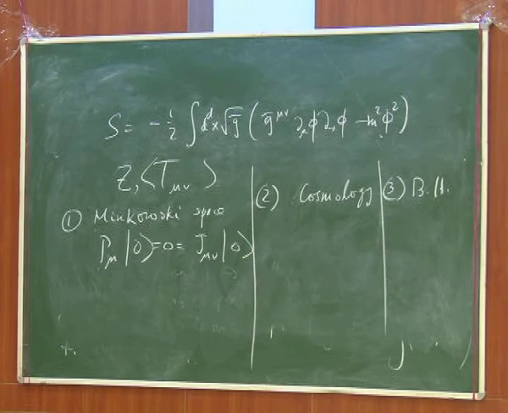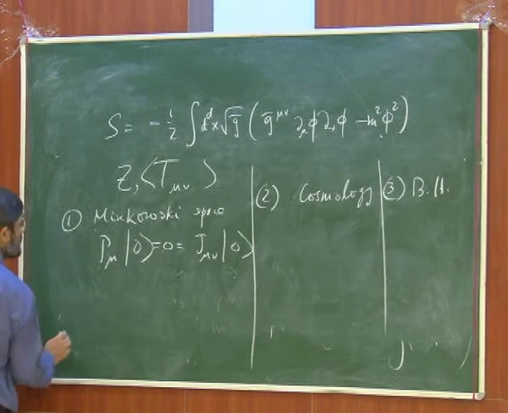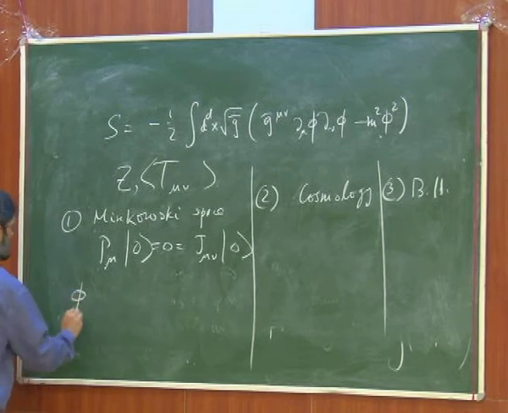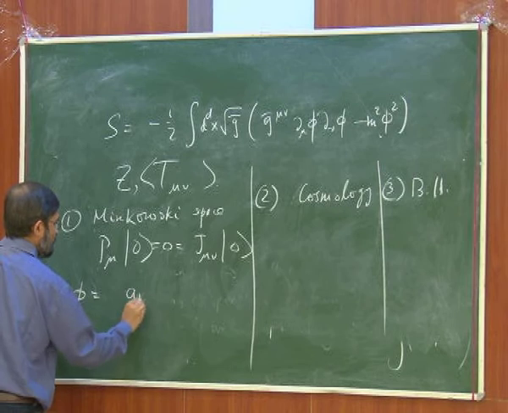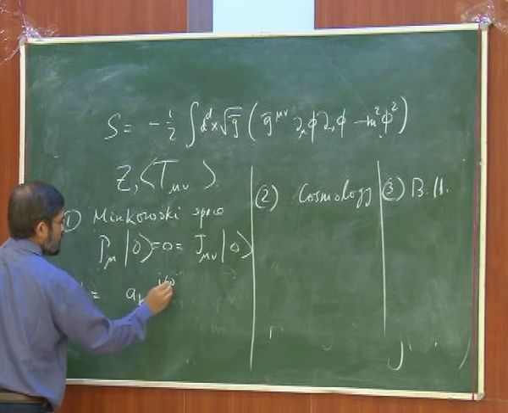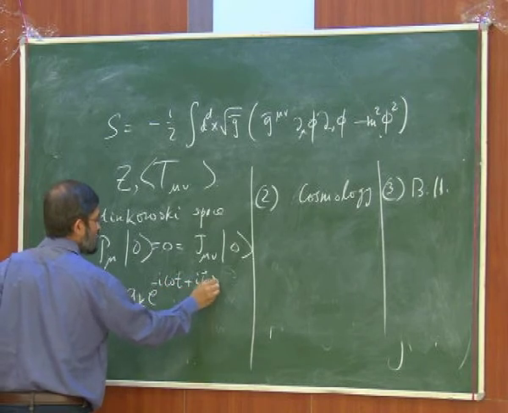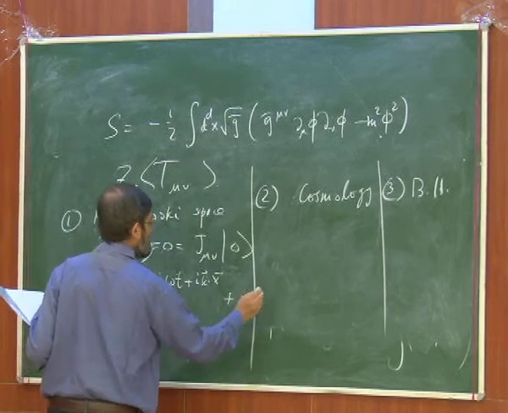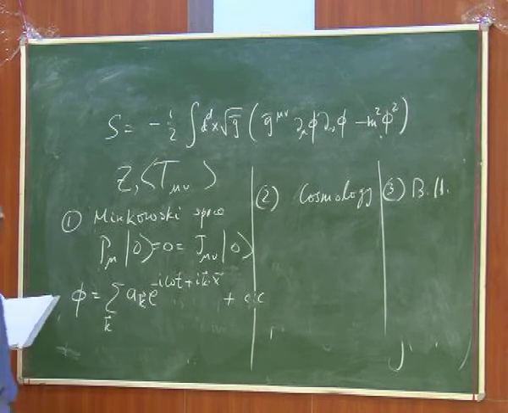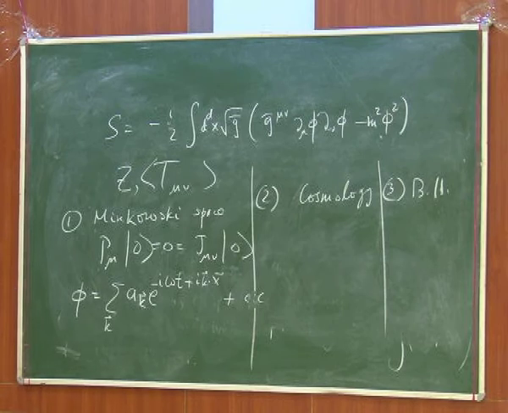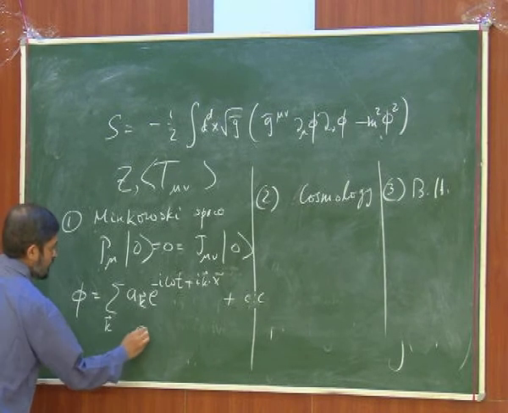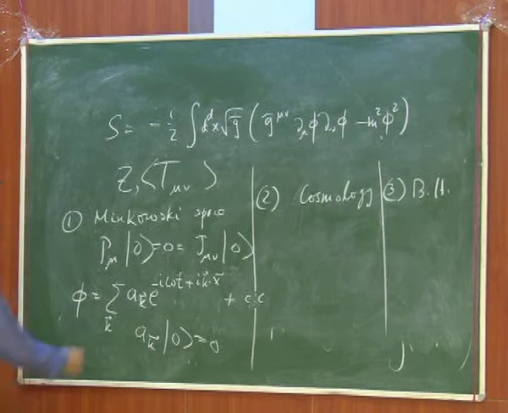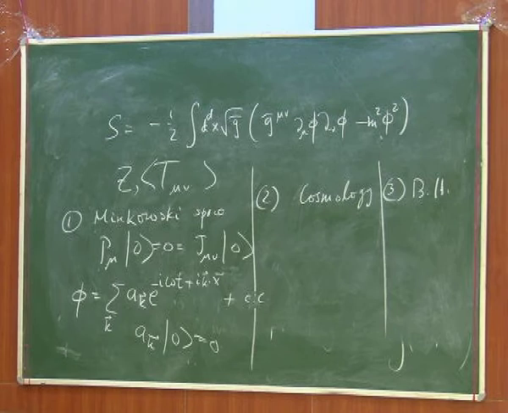How do you get at this vacuum? You take that scalar field and write down a complete set of solutions. And you choose a particular frame given by the coordinates T and X, and you say that all the A operators, the annihilation operators, annihilate the vacuum.